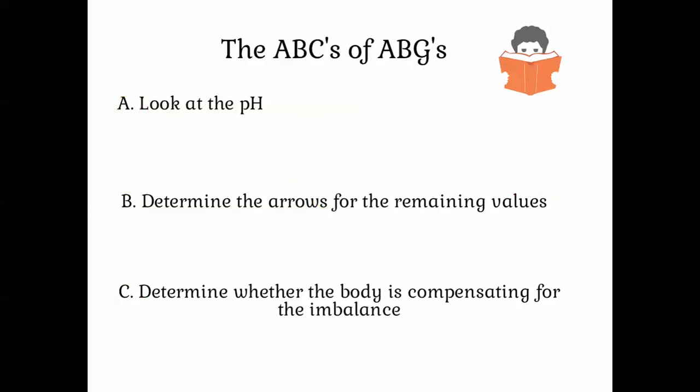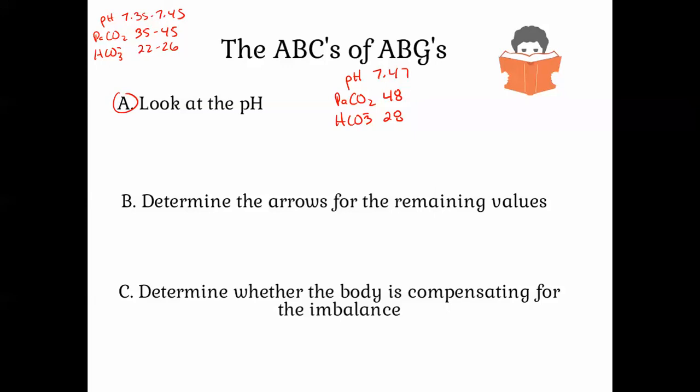Let's look at another example. Let's say that we have a pH of 7.47, partial pressure of carbon dioxide of 48, and a bicarb of 28. Once again, always write your normal values. Step 1, consider the pH. Once again, given that normal pH is 7.35 to 7.45, we know 7.47 is high. This is a case of alkalosis.